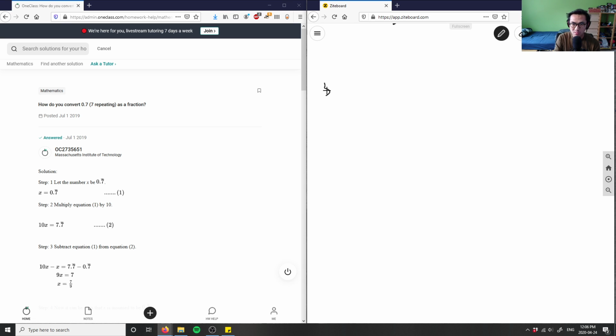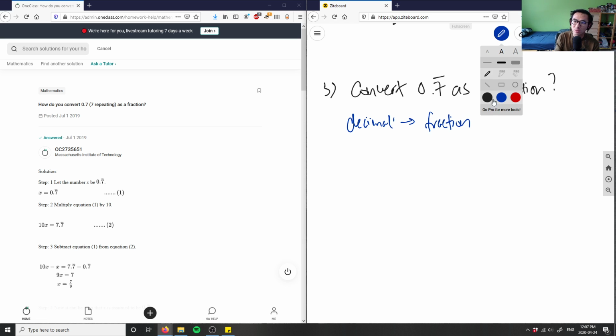So number 3: how do you convert 0.7 repeating into a fraction? 0.7 repeating would just have the bar here, right? So basically I'm figuring out what this is as a fraction. If I want to convert this into a fraction, I'm given a decimal, and I want to convert it to a fraction, right? To convert from a decimal to a fraction, I would have to simply divide it by 10, right?